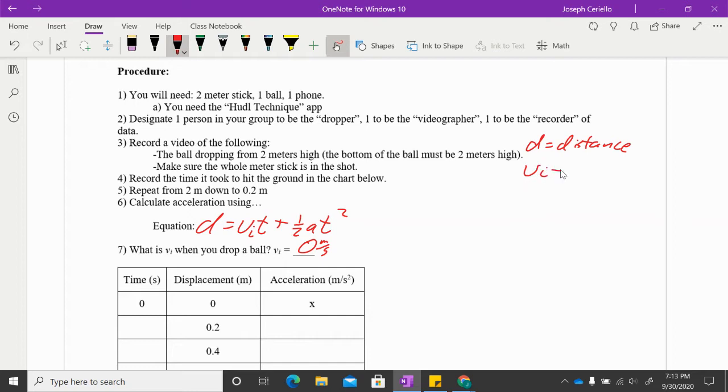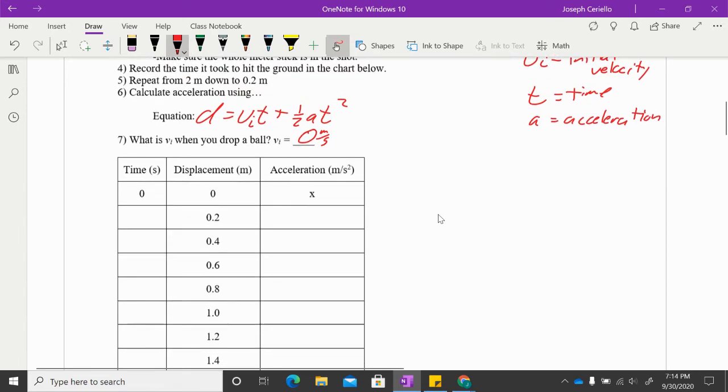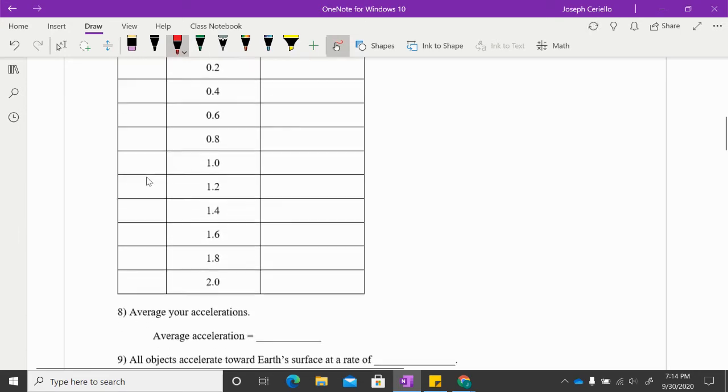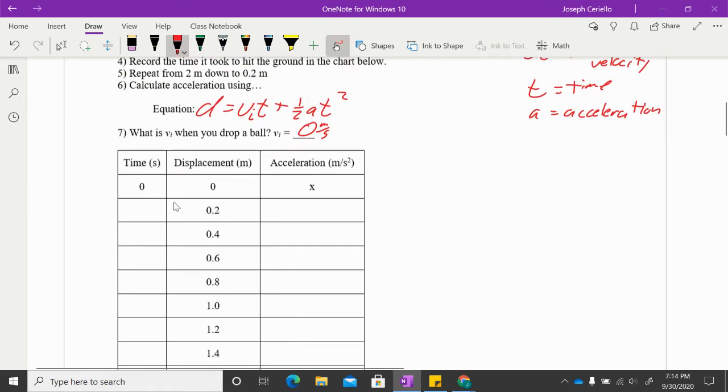V initial is the initial velocity. t is time. And a is acceleration. So you were taking data very similar to what you did in class 12, and you were filling out all of the times first for all of these different displacements. And then we're using those times to find acceleration. How do we do that? Well, let's do a quick example, just one.